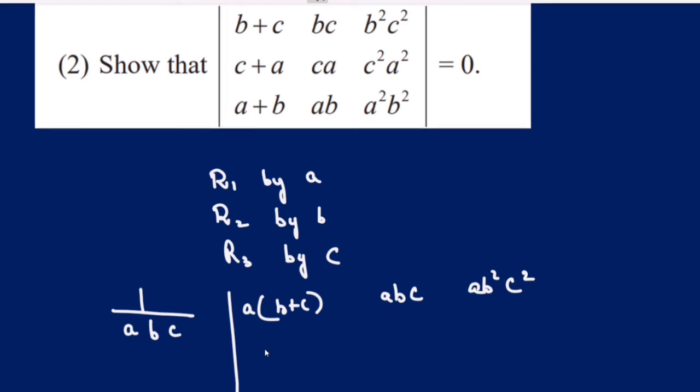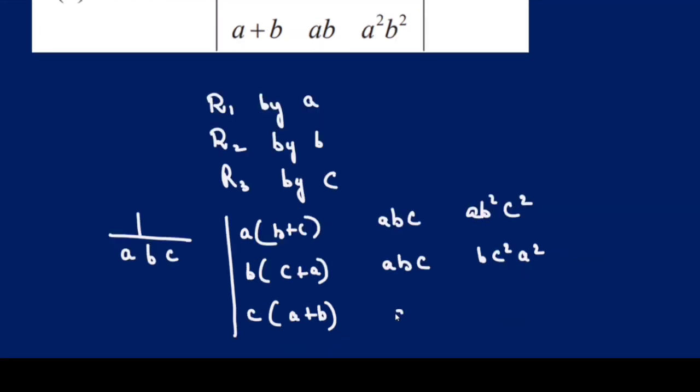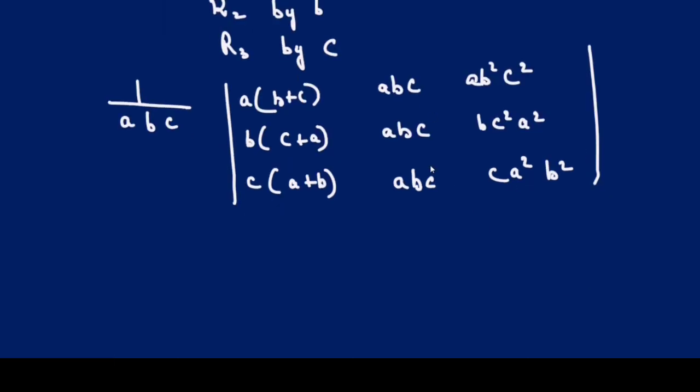Second row I am going to multiply by b. So what happens now? b into c plus a, b, c, b into c square, a square. Third row I am going to multiply by c. So c into a plus b, a, b, c, c, a square, b square. Now what is common here? In the second column you have a, b, c common. Take it out. So it becomes a, b, c. Already one a, b, c is there.